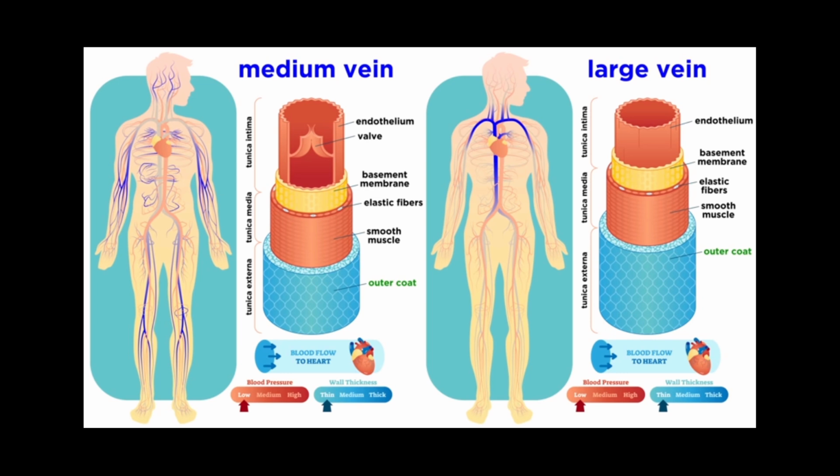The walls of the veins are thinner than arteries because the blood is under less pressure than arterial blood. Since the walls are thinner, veins can collapse more easily than arteries. Blood is kept moving through veins by skeletal muscle movement, valves that prevent the backflow of blood, and pressure changes in the abdominal and thoracic cavities during breathing.